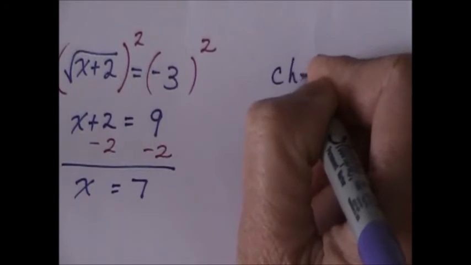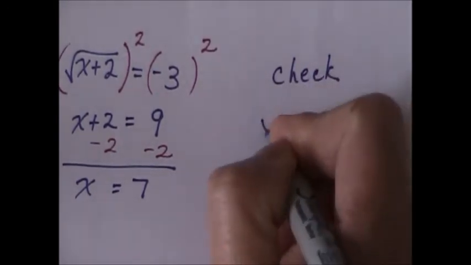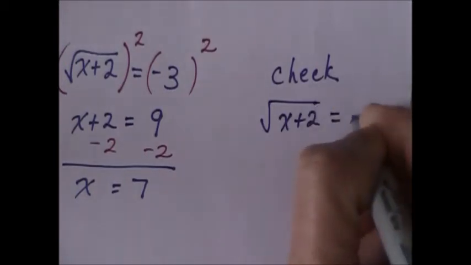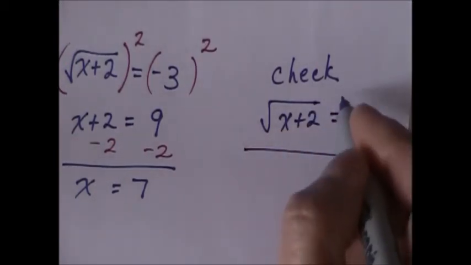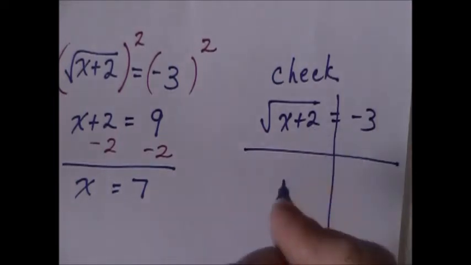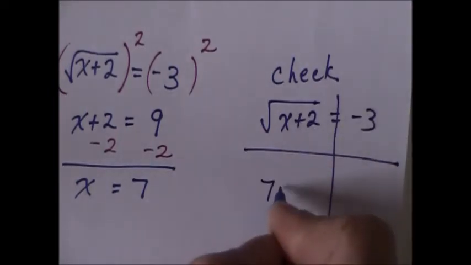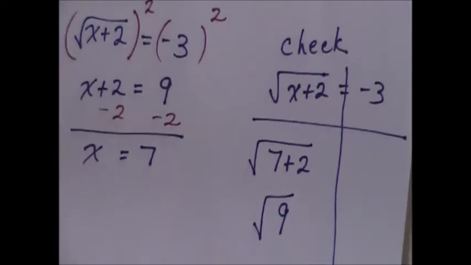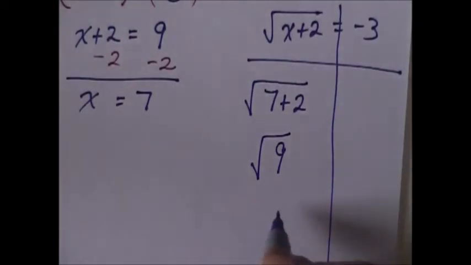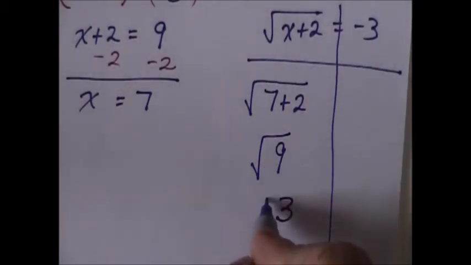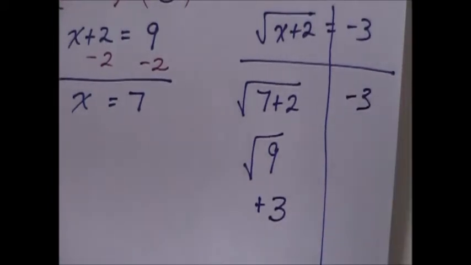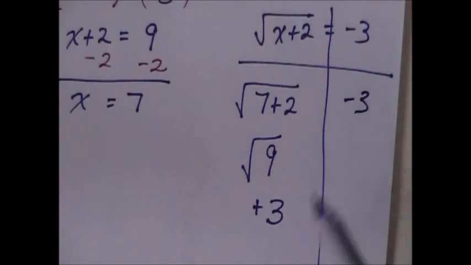So as we go to do our check, we have the square root of x plus 2 equals negative 3 on the other side. Down and through. Putting our 7 in for the x, we have 7 plus 2 under our square root sign. 7 plus 2 is 9. And then the square root of 9 is 3. And that is a positive 3. If we look at our right-hand side, we have negative 3. These two are not the same.